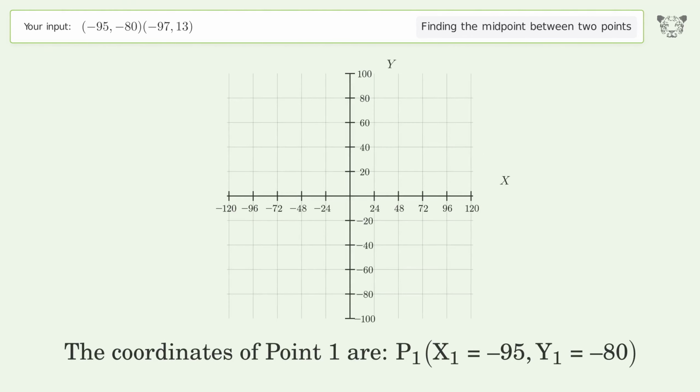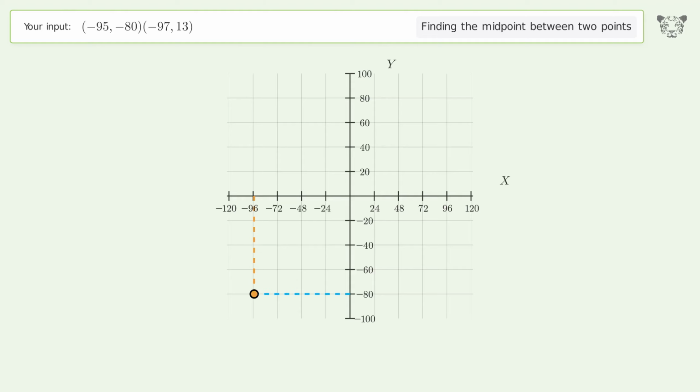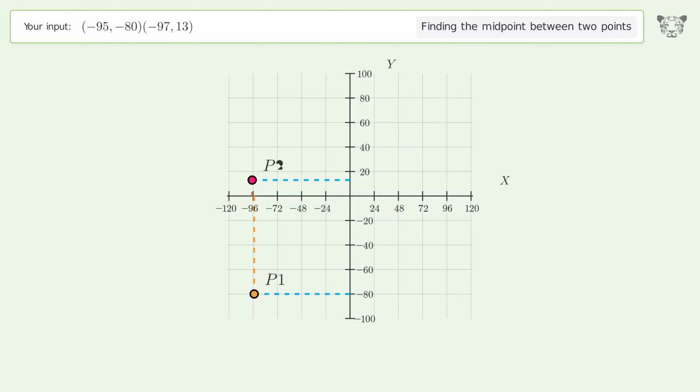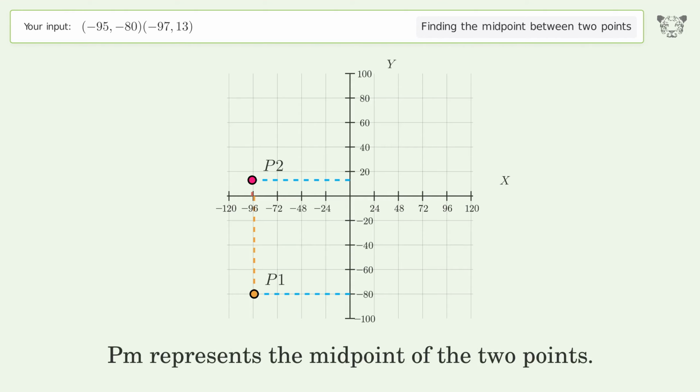The coordinates of point 1 are, x1 equals -95, y1 equals -80. The coordinates of point 2 are, x2 equals -97, y2 equals 13. PM represents the midpoint of the 2 points.